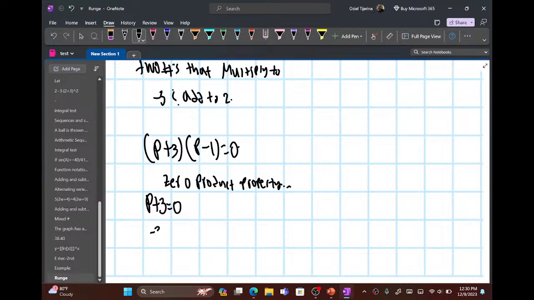P plus 3 equals 0. We subtract 3 on both sides. P is equal to -3. And then p minus 1 equals 0. We add 1 to both sides. P is equal to 1.